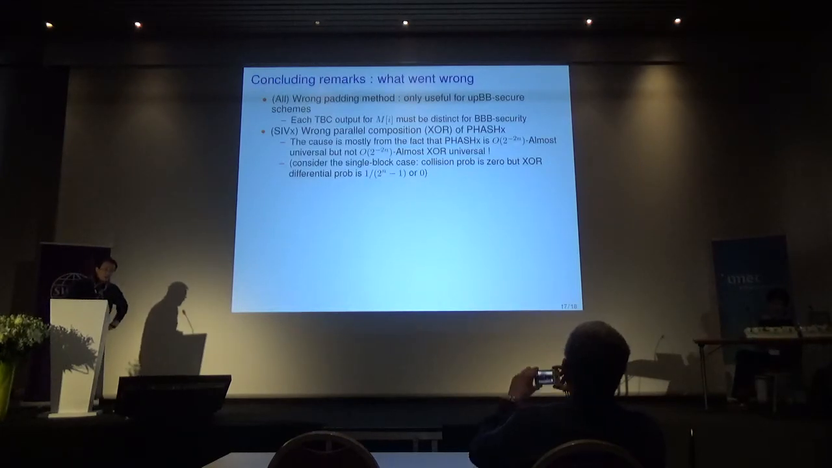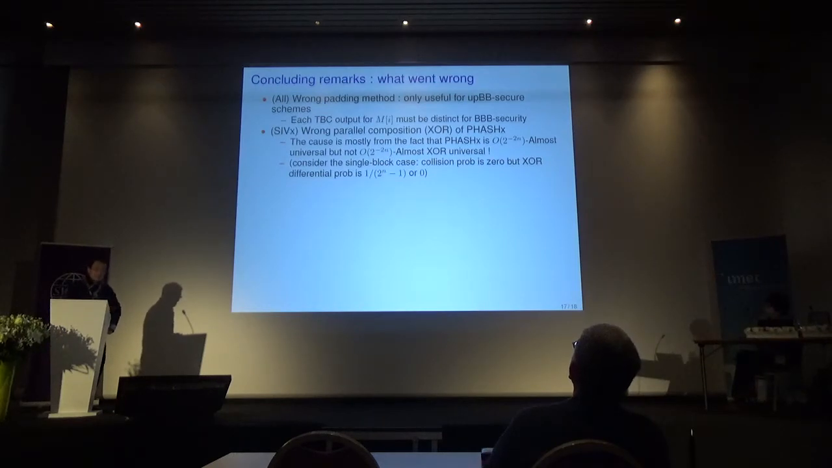Okay. So, as a conclusion, I'd like to describe what went wrong in the design. All the schemes employ the same padding method. It is only useful for up to birthday bound secure schemes, but not for beyond the birthday bound schemes. And the HTBC call for each message block must be distinct to guarantee beyond the birthday bound security for this construction, but because of the padding, this condition is violated.